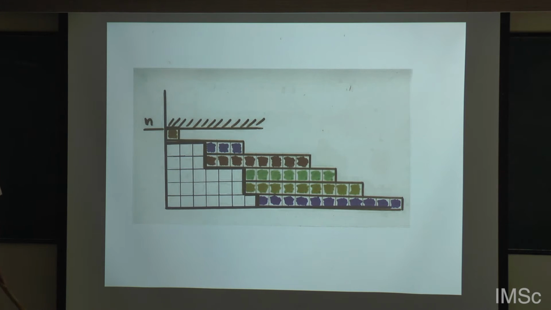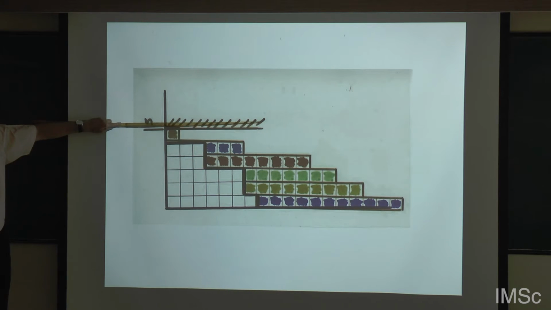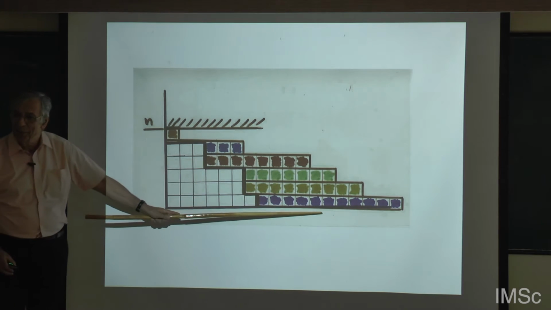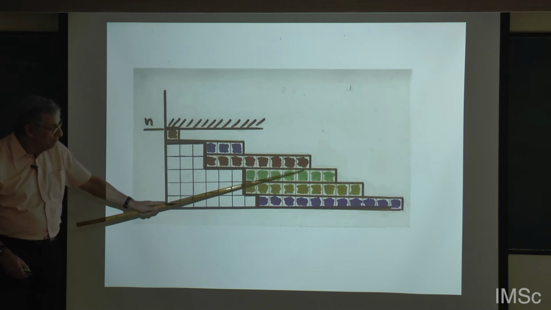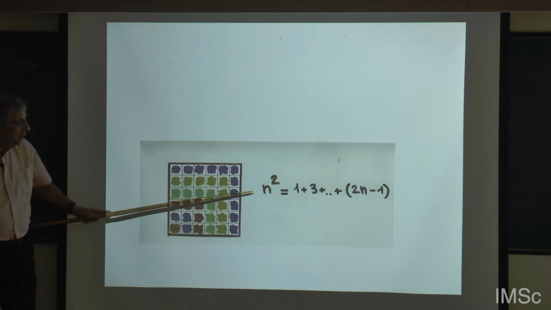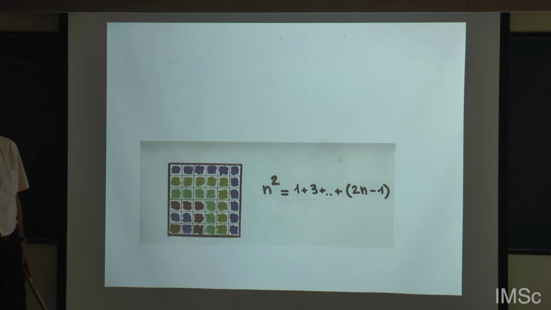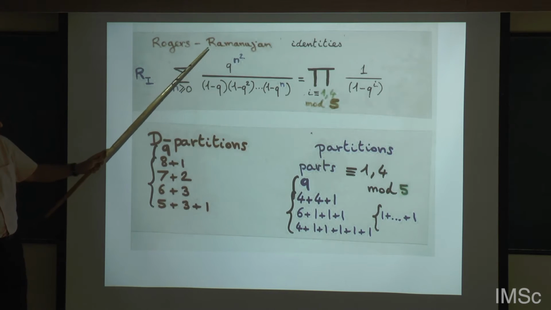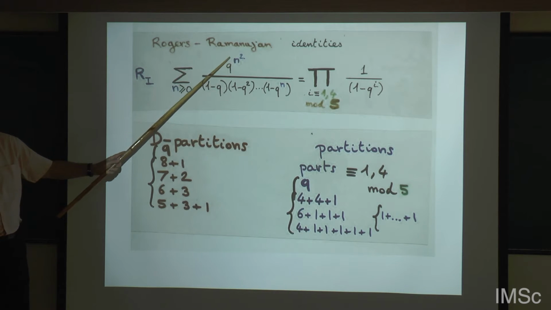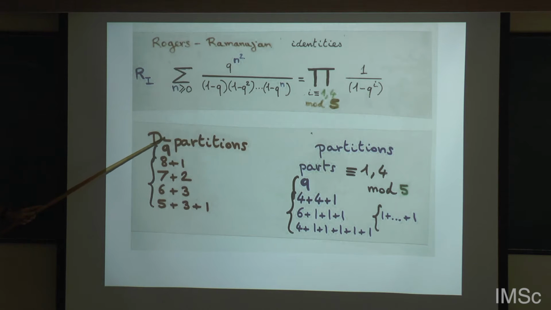So this is a correspondence between partitions having at most n parts and D-partitions having exactly n parts, but now there is an extra factor q to the power of the total number of cells I have added, which is exactly n squared. And so I have the interpretation of this term. The left-hand side is the number of D-partitions.